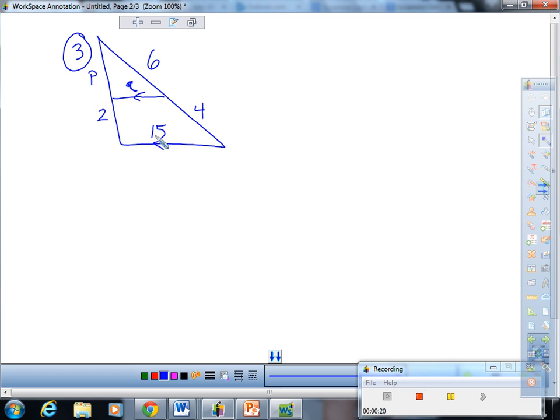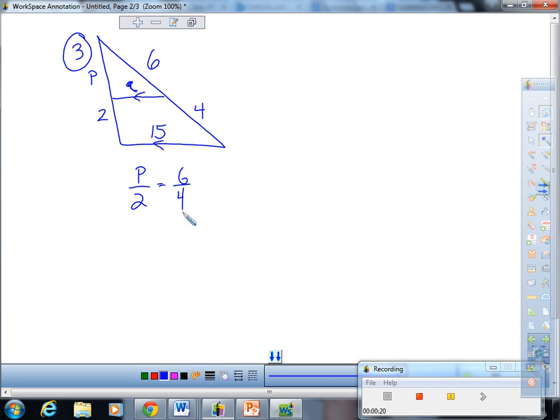Oh, this is a great problem, okay? That is a Q right here. It's pretty easy to find P if you paid attention to yesterday's lesson. The side splitter theorem says that if a line is parallel to the side of a triangle, then it divides the sides into proportional segments. So you would say P is to 2, like 6 is to 4.